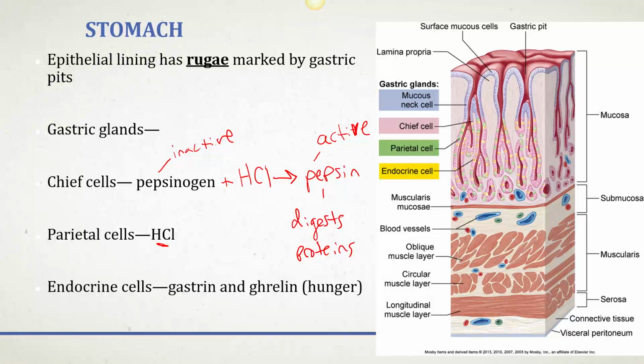So pepsinogen combines with this hydrochloric acid. The hydrochloric acid doesn't really become a component of the pepsinogen. It just decreases the pH and activates pepsinogen into pepsin. Pepsin is the active form of the enzyme, and that's going to digest proteins. You do need to know which cells produce what and what these things are doing for digestion.